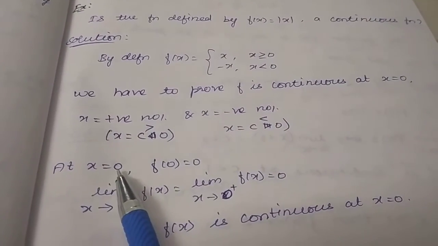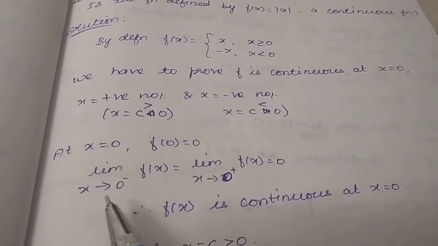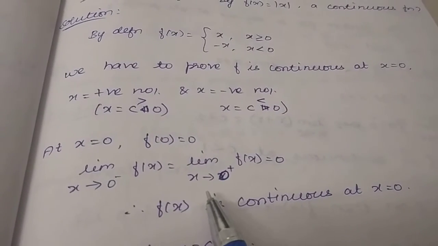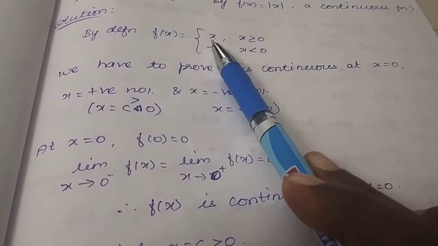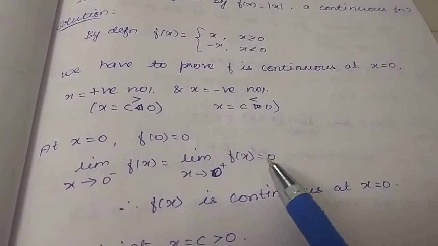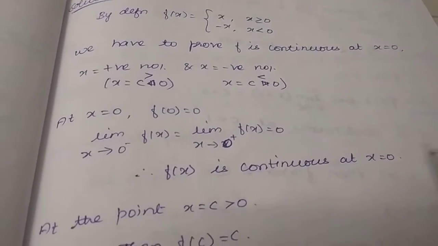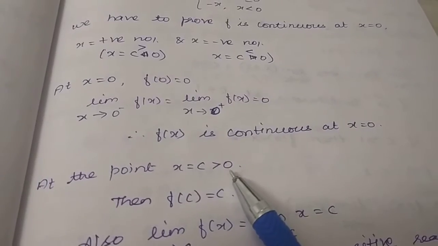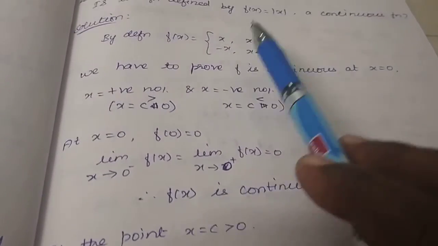Suppose first let me consider at x equal to 0. At x equal to 0, f of 0 will become 0. Then if you are considering the right hand limit or otherwise the left hand limit, at x equal to 0, it is simply x. So putting x equal to 0, we will have 0 here. So f of x is continuous at x equal to 0. Then at the point x equal to c greater than 0, that is if you are considering a positive value, if it is greater than 0 it is simply x.